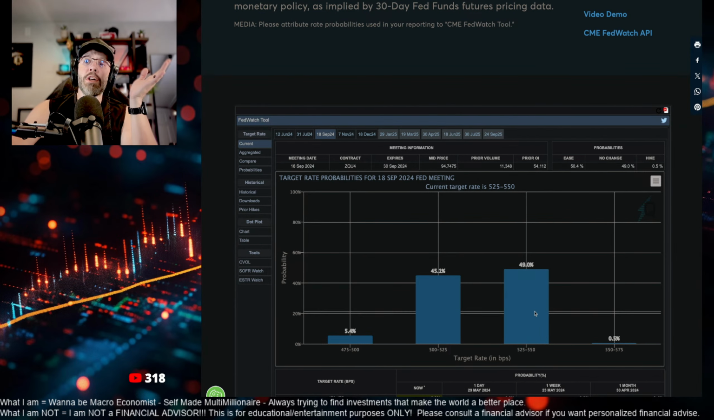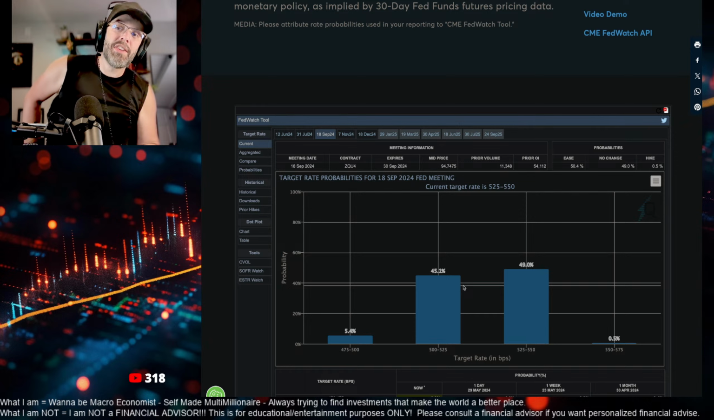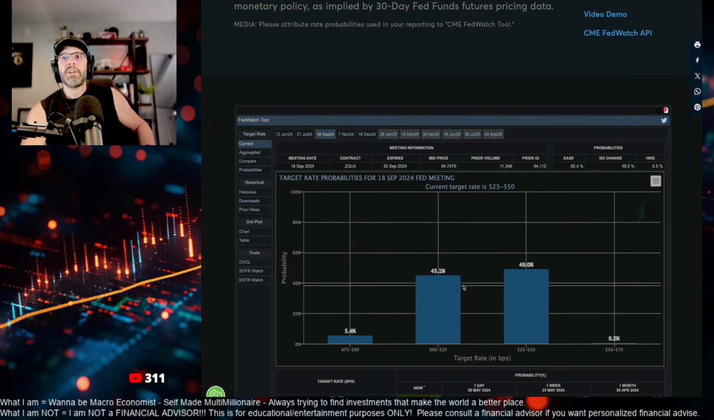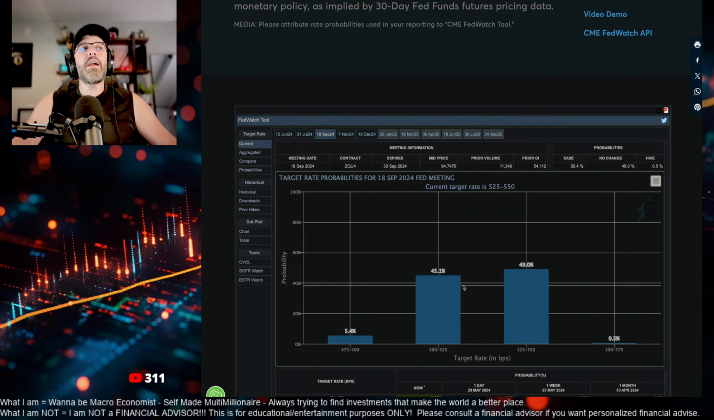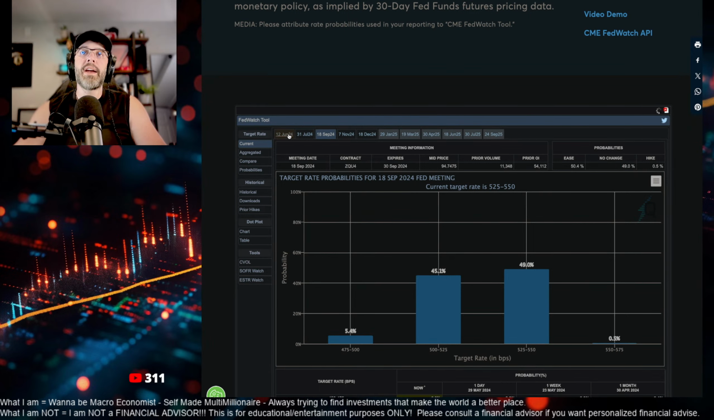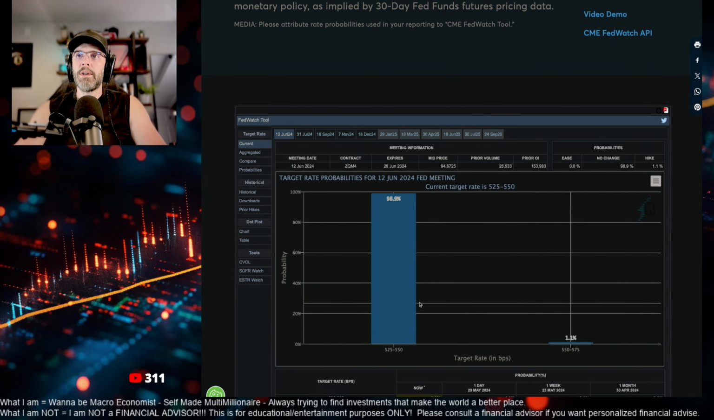So in September, right now we're in the 525 to 550 range. 49% chance in September that we stay there. But there's a greater chance that we drop by one or two rate cuts. I think this will maintain. And there's some stuff happening that we need to look at. We need to look at costs across a number of different sectors. We'll do that too.